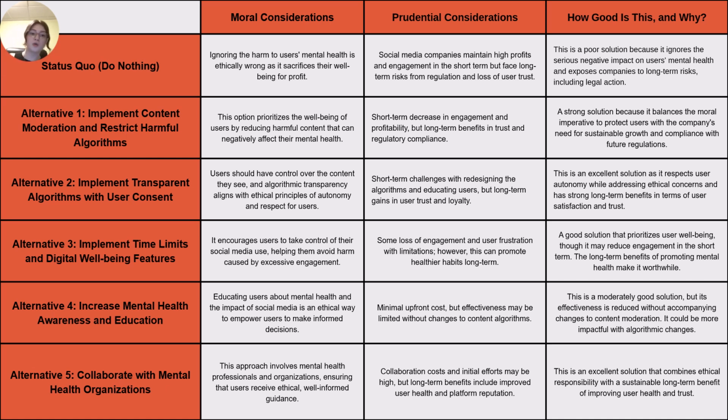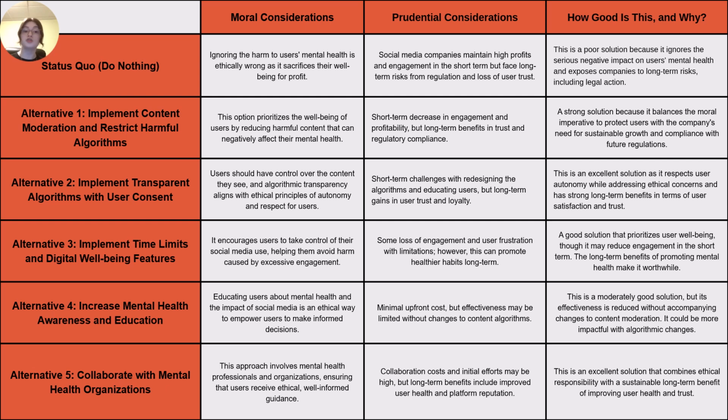Moving on to alternative 1. This option prioritizes the well-being of users by reducing harmful content that could negatively affect their mental health. There's a short-term decrease in engagement and profitability, but long-term benefits in trust and regulatory compliance. And this is a strong solution because it balances the moral imperative to protect users with the company's need for sustainable growth and compliance with future regulations.